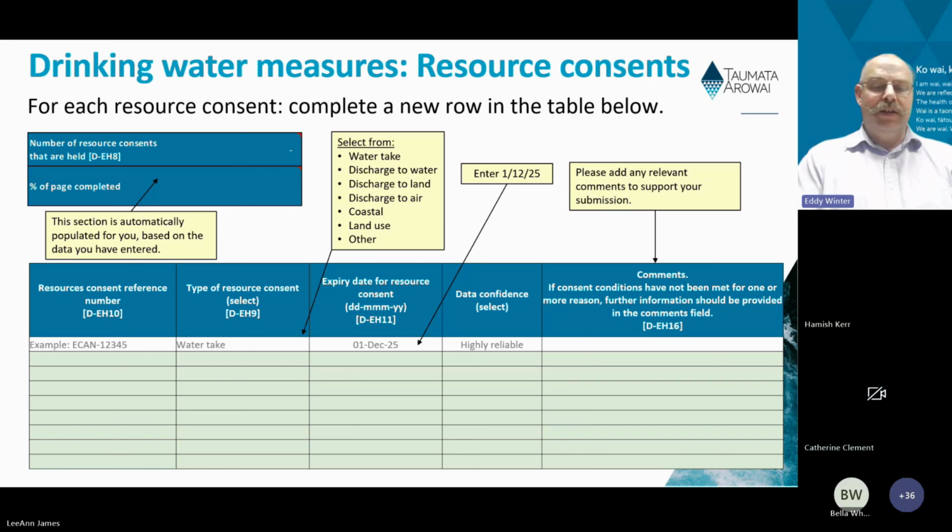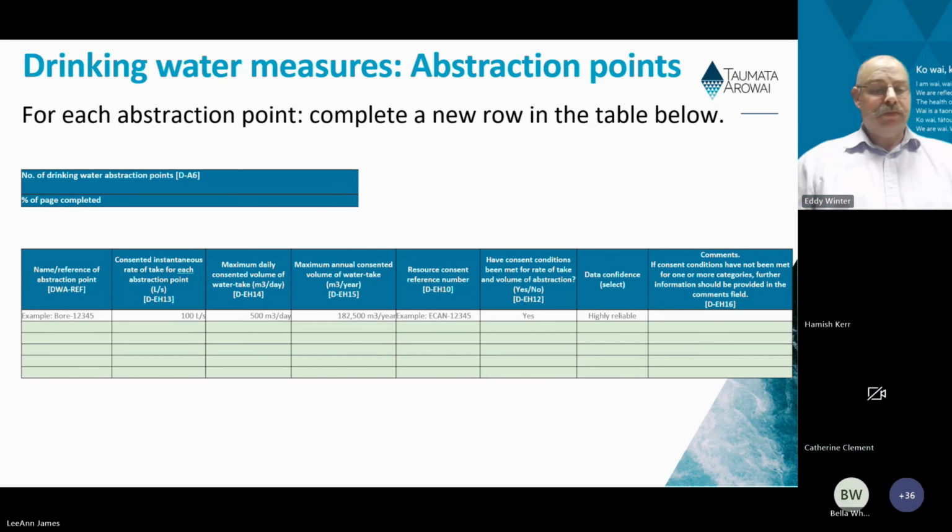And the one other thing we're asking for detail about on the next slide is abstraction points. Again, one row per abstraction point, what's it called, and the flow rate. So there's an instantaneous flow rate that the resource consent allows you to take, liters per second, cubic meters per day, and cubic meters per year. So pretty much following the same format for those. So that's drinking water. We'll now move on to wastewater.